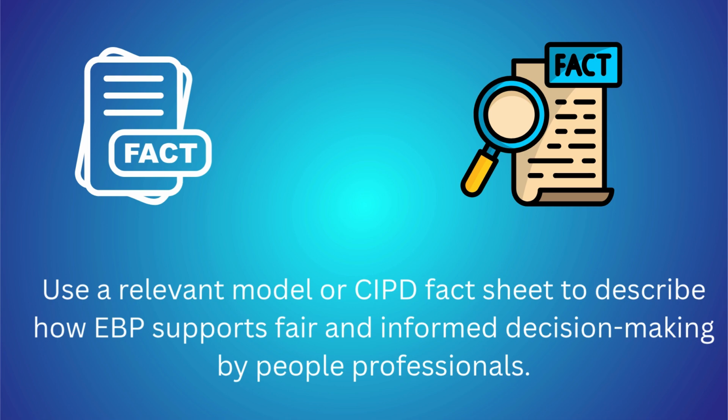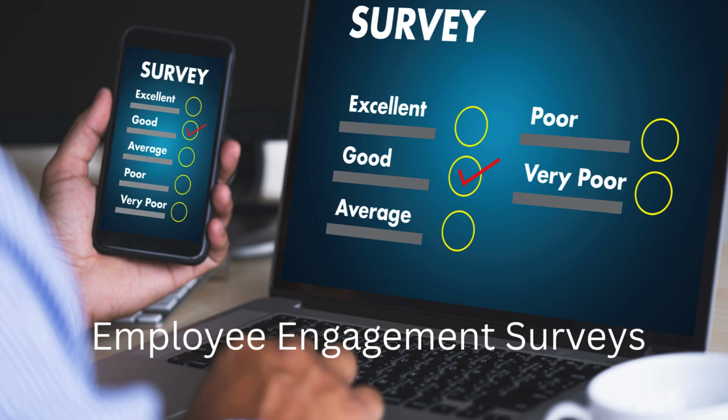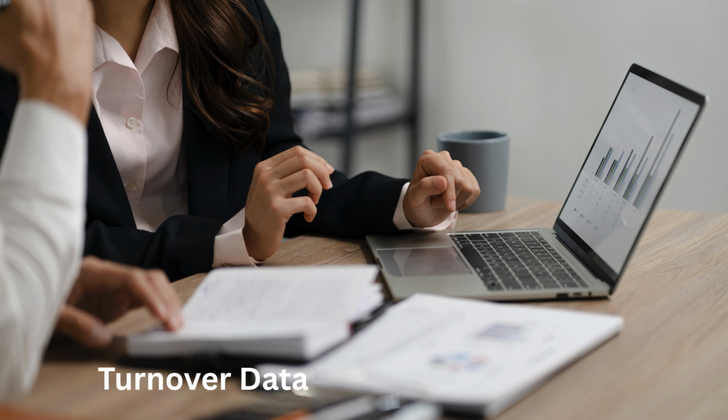AC 1.2. This asks you to explain the importance of using data in organizations and why accuracy matters when identifying problems. Provide examples like employee engagement surveys, turnover data, or absence rates to illustrate how data can drive performance or cause misunderstandings if misinterpreted.